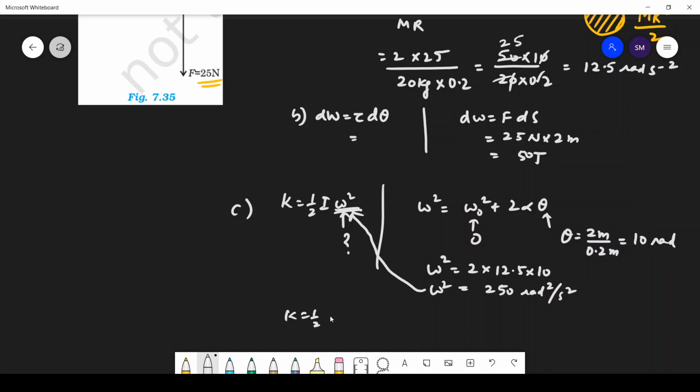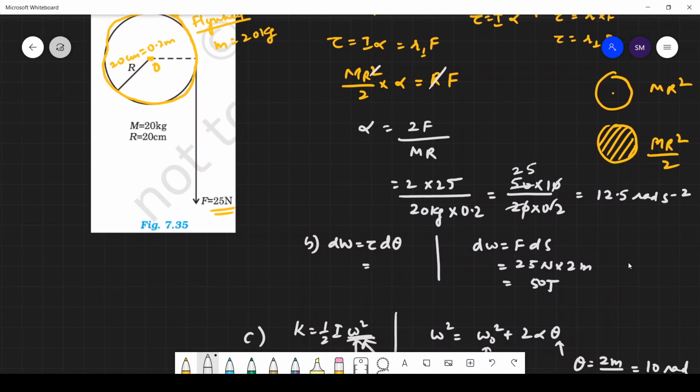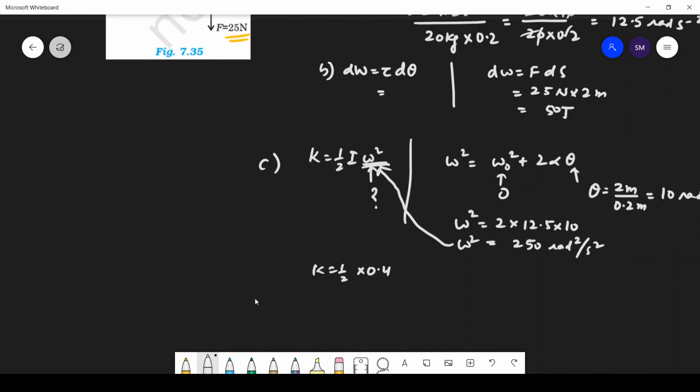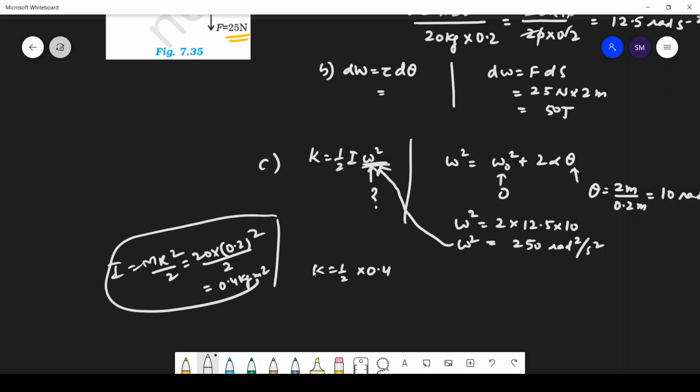K is equal to half into I, which is 0.4. Yes, you can find I, that is mr square by 2. So I equals mr square by 2, that's 20 is the mass and 0.2 squared is the radius, divided by 2, and this comes out to be 0.4 kilogram meter square. So that's your I. Put this value of I over here, that's 0.4 into 250. So this comes out to be 50 joules.